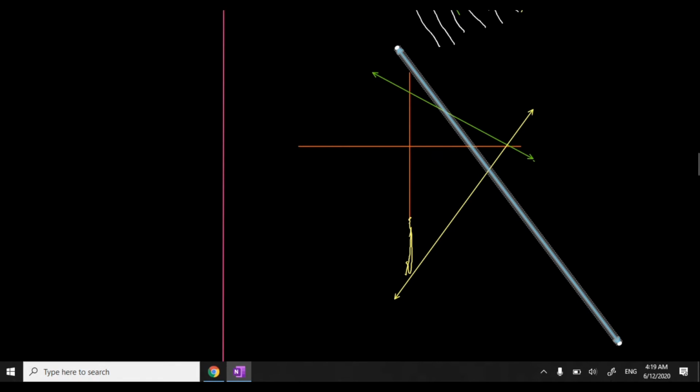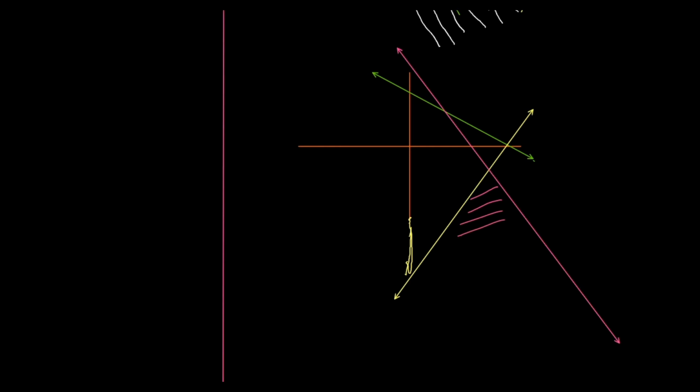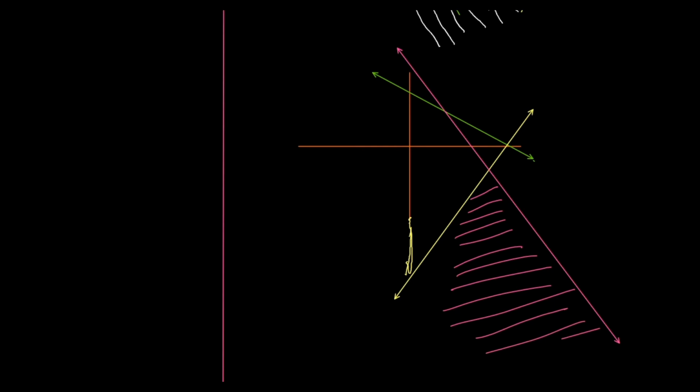And if I show the common region, this is the region which is actually our solution. This is the region which is our solution. Hope you have understood this example, and we will take another example.